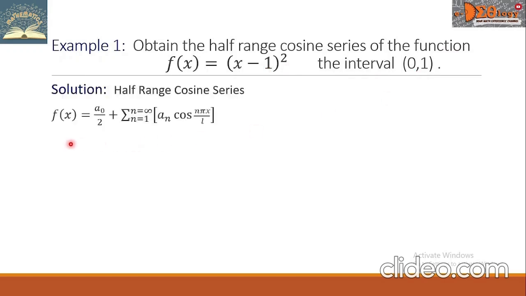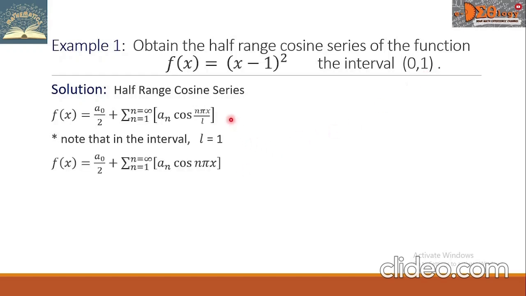We write our formula for the half-range cosine series here. We can see that in the interval, the L value is 1, that is, the upper limit is 1. And then we can simplify our formula like this. Take note that the fraction here can be written as n pi x. Then we write our a sub 0 and a sub n formulas respectively. Given L is equal to 1, we modify our formulas again.